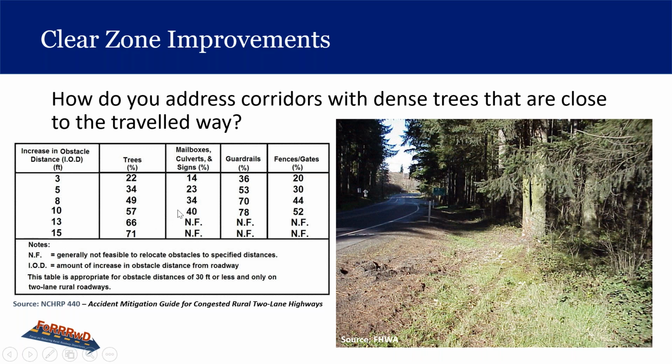And so if we take a look at the table on the left, we can see that they've looked at different distances away from the traveled way. So taking a tree and or any obstacle and removing it an additional 3 feet away from where it is, you can cut crashes down by 22%. And it looks at mailboxes, culverts, and signs.